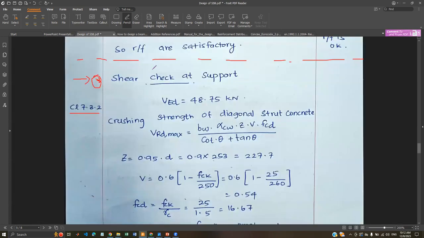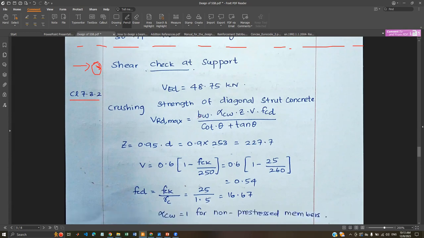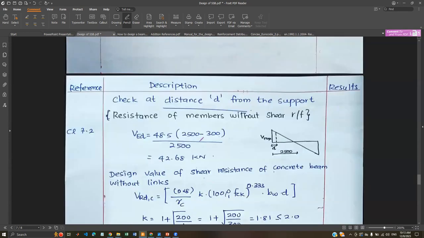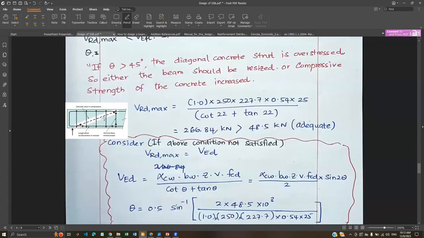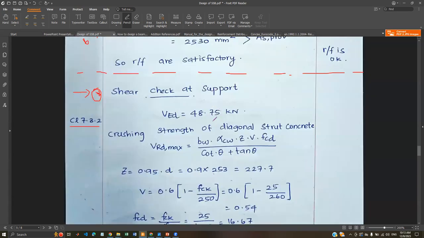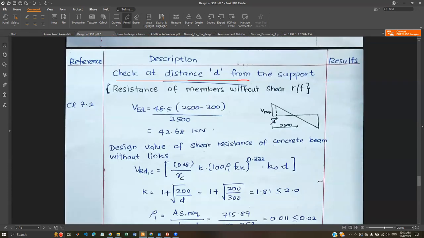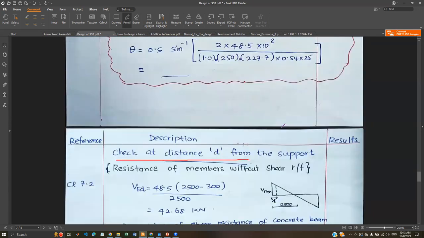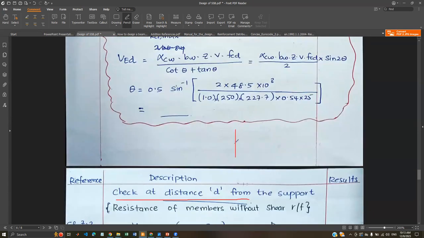When we perform the shear check at the support, there is one more check we will be performing, the check at distance D. So I need to check the shear exactly at the support, and at the distance D, to verify that everything is correct. The reason is, even though the support has the higher amount of shear, I still have the support to resist this part.